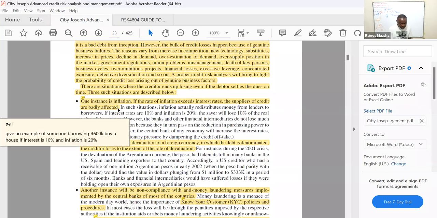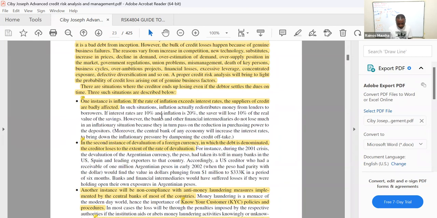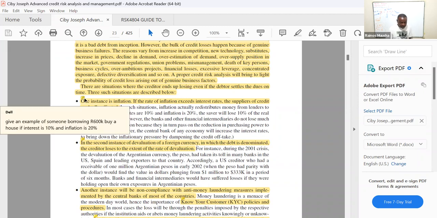The first instance is inflation. If the rate of inflation exceeds interest rates, the suppliers of credit are badly affected. Which means your return on the investment is not going to keep up with inflation, so when your money is paid back, you're not going to be able to buy the same amount of things that you were able to buy before you lent out this money.